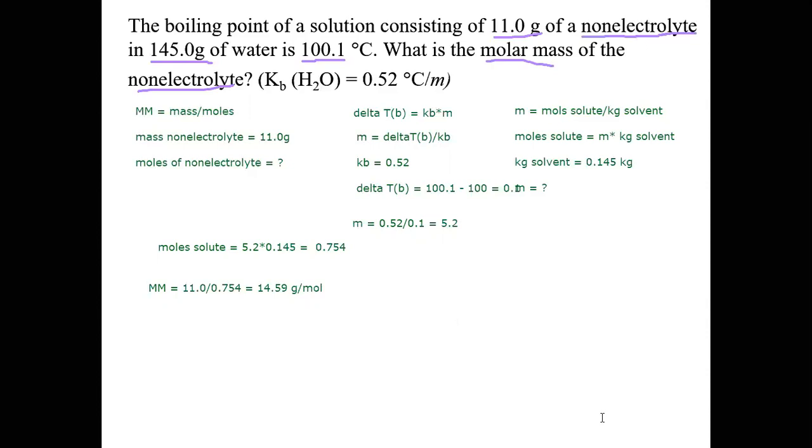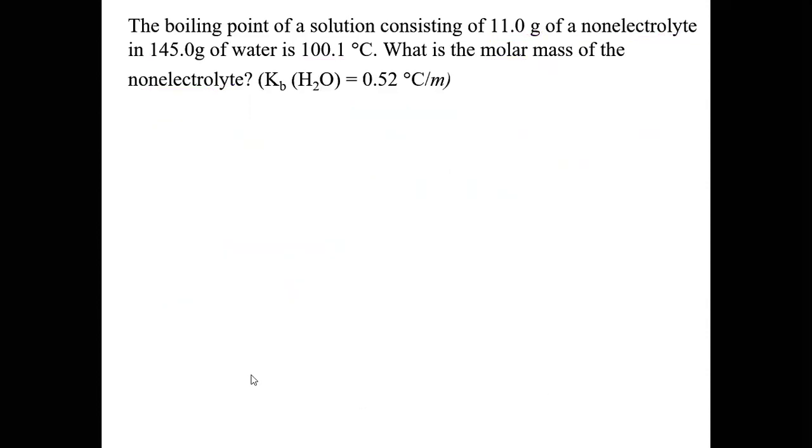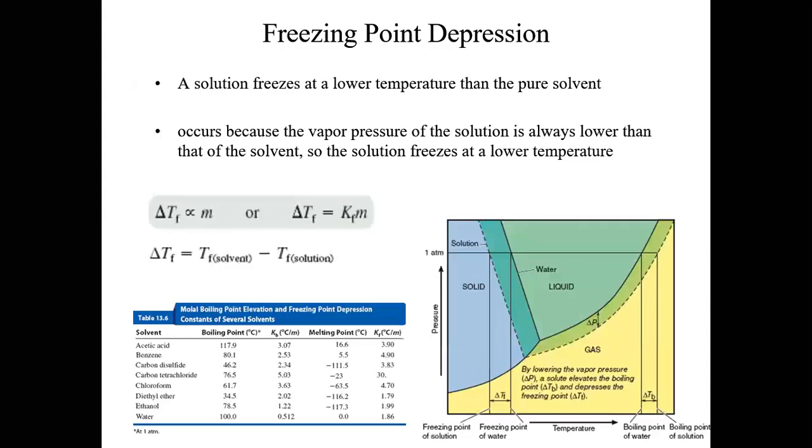So moving on. Now we're going to talk about freezing point depression. And so with freezing point depression, what happens is when you add a solute to a solvent, it lowers the freezing point of that solvent because now you have stronger intermolecular forces between the solute and the solvent versus just the pure solvent.